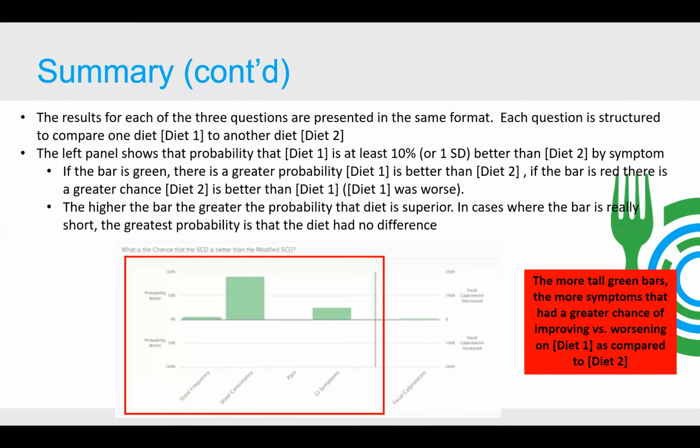So in cases where the bar is really, really short, like here for stool frequency or even here for GI symptoms, the greatest probability is actually that the diets weren't any different. So when you look at this at a glance, what you're looking for is tall green bars. The more tall green bars you have, the more symptoms that had a greater chance of improving versus worsening on diet 1 as compared to diet 2, or in this case, the SCD compared to the modified SCD.